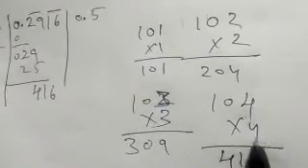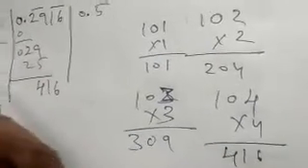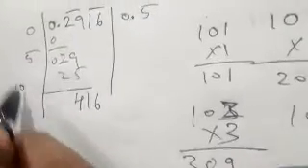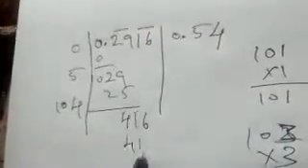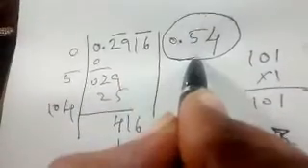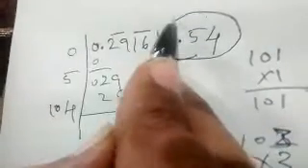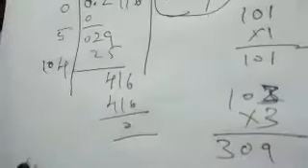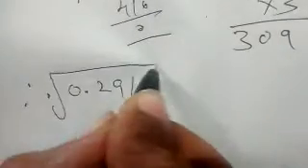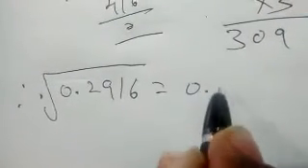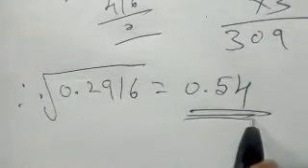So 104 into 4. See, now we will go with the 104 here. So 104 into 4, so what is that number? 416. So it becomes 0. So what is the square root for this? The square root for 0.2916 equal to 0.54. This is the answer.